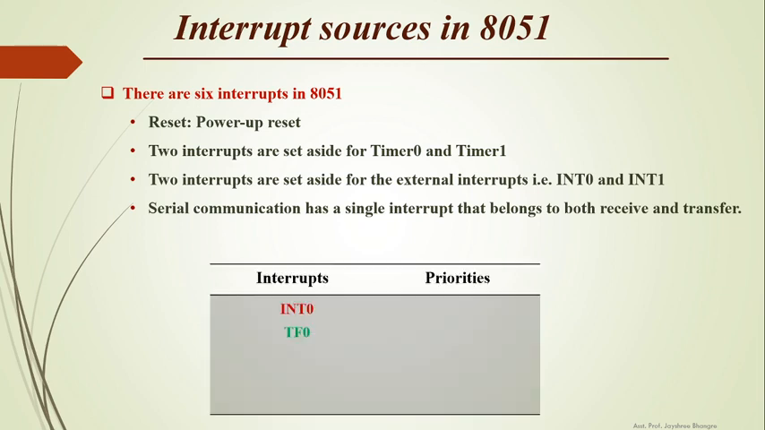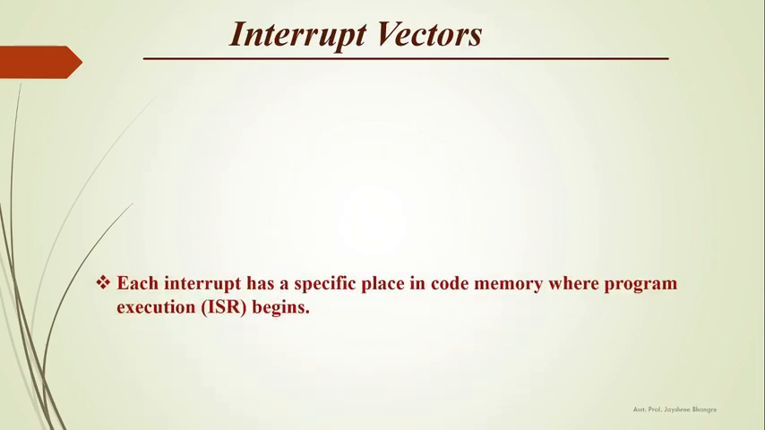So let's see the priority assigned to these interrupts. Int 0 has the highest priority, then TF0 that is nothing but the flag for timer 0. It has lower priority than int 0. Int 1 has lower priority than int 0 and TF0. TF1 that is flag for timer 1 has lower priority than int 0, TF0 and int 1. And RI and TI that is serial port interrupt has the lowest priority.